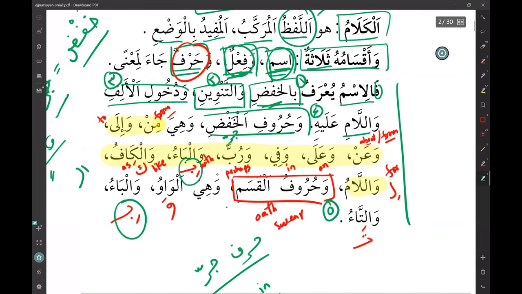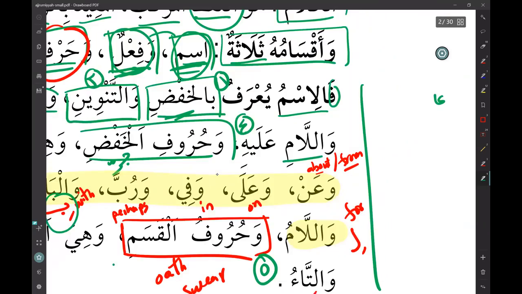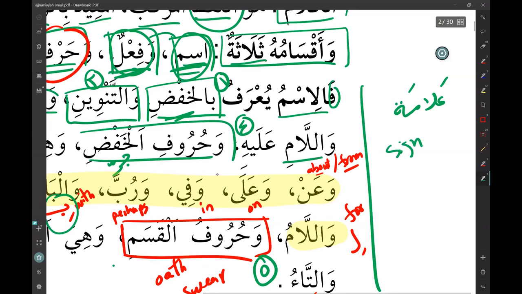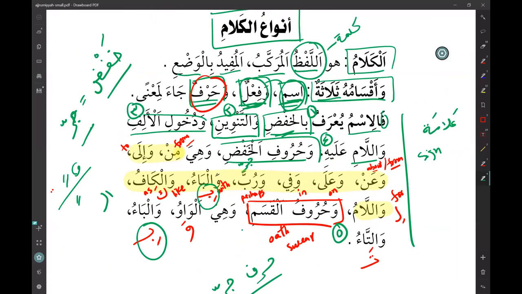Okay, another word you will find is alama. What is alama? Alama is sign. How do you explain sign? So for example, what is the sign that he is happy, this kind of sign?